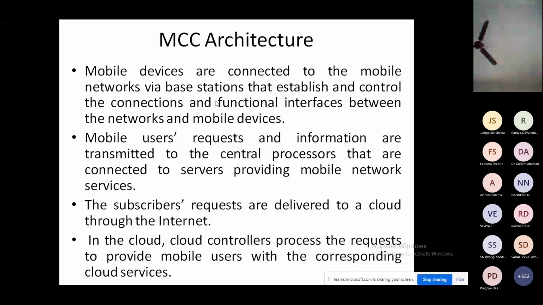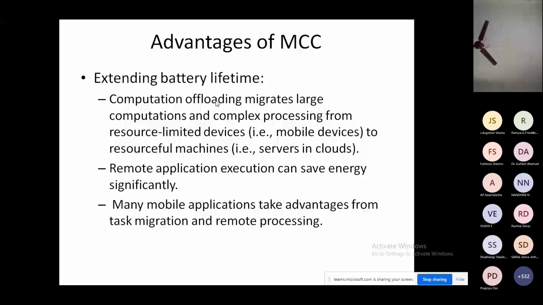So what are the advantages of mobile cloud computing? First, extending battery lifetime, where computation offloading migrates large computations and complex processing from resource limited devices, for example mobile devices, to resourceful machines, that is servers in the cloud. It extends the battery life. Another is that remote application execution can save energy significantly, and many mobile applications take advantage of task migration and remote processing. So these are the advantages of mobile cloud computing.